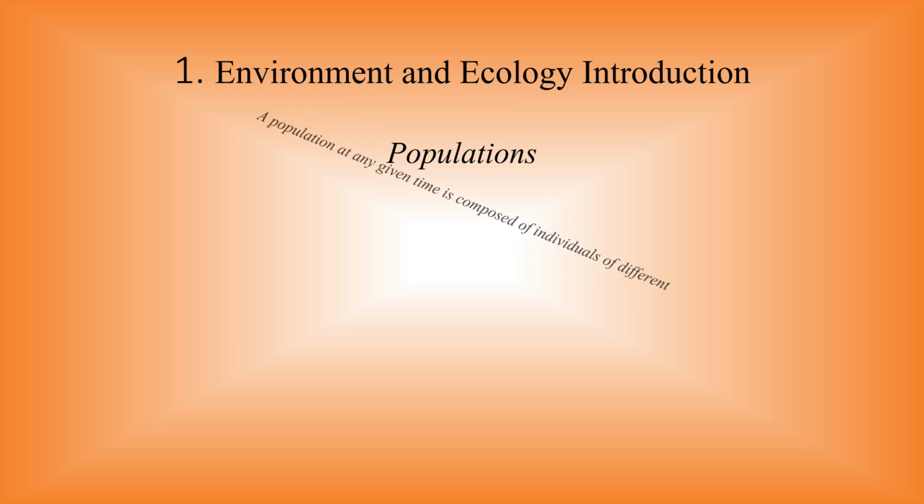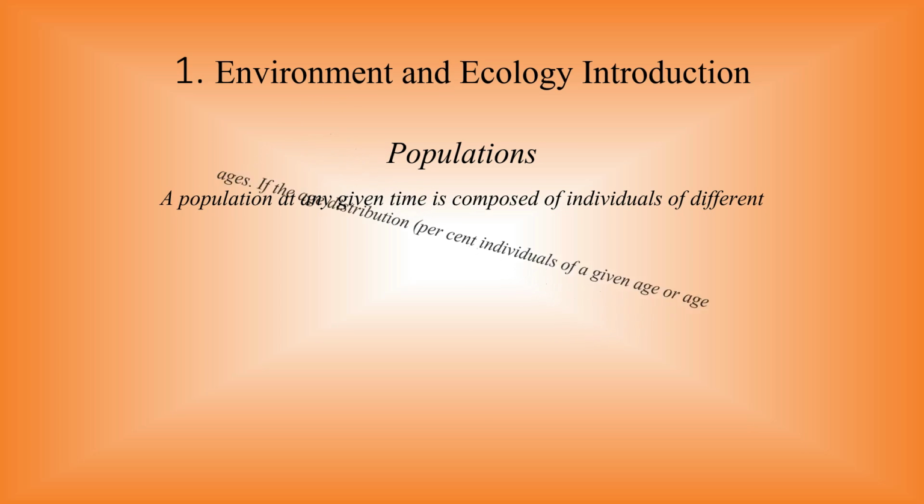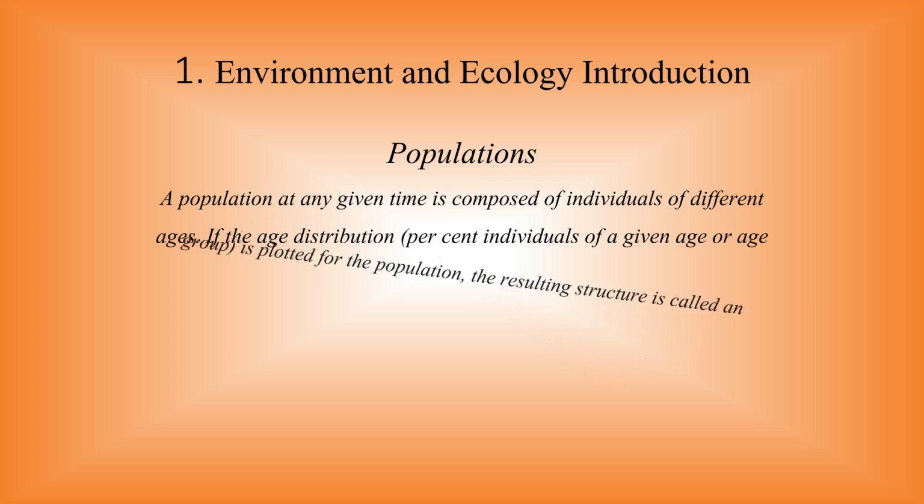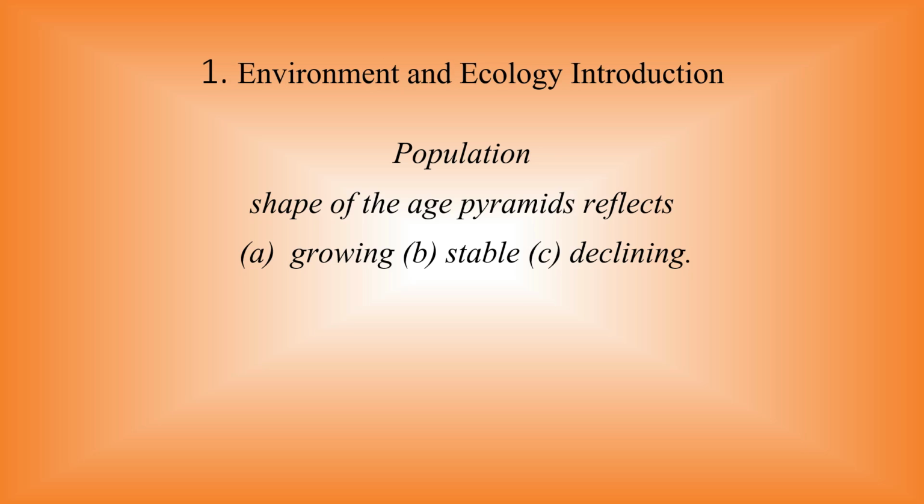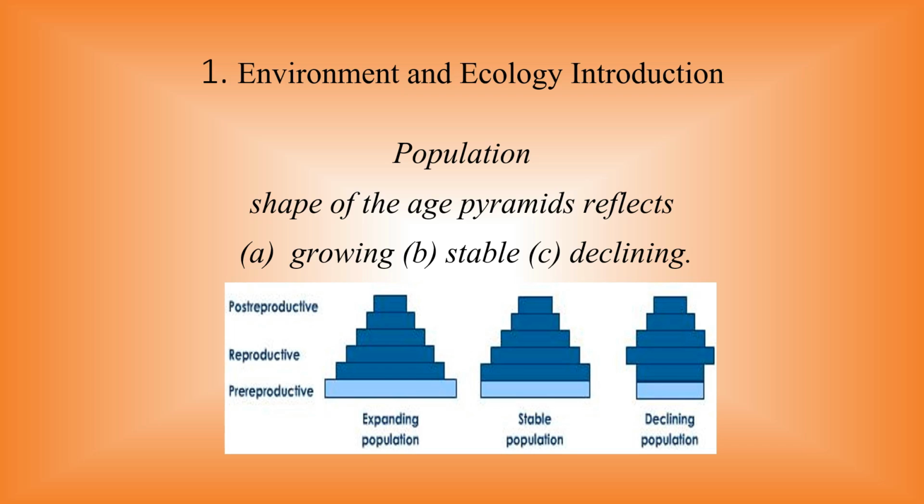A population at a given time is composed of individuals of different ages. If the age distribution is plotted for the population, the resulting structure is called an age pyramid. This is an example of age pyramids. First is growing, second is stable, and third one is declining. So these are the age pyramids.